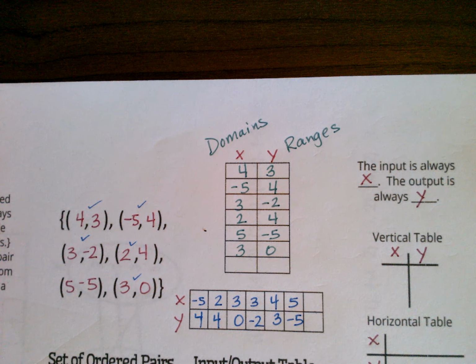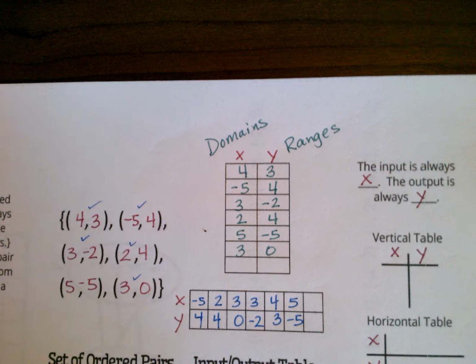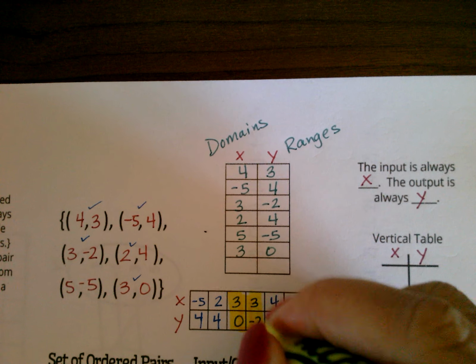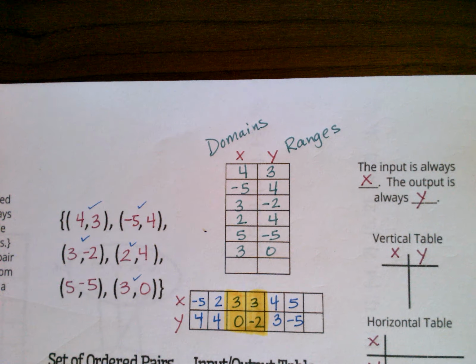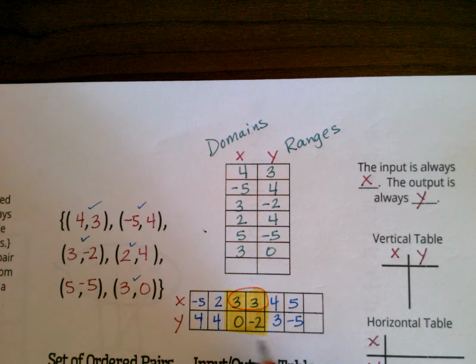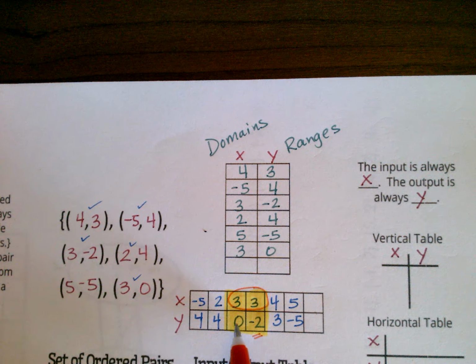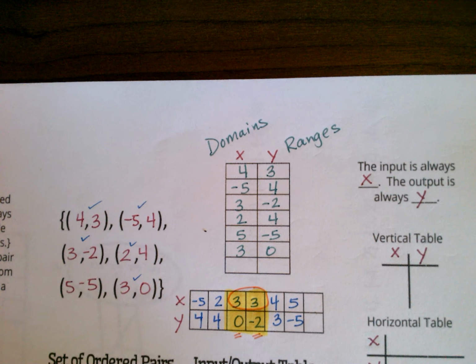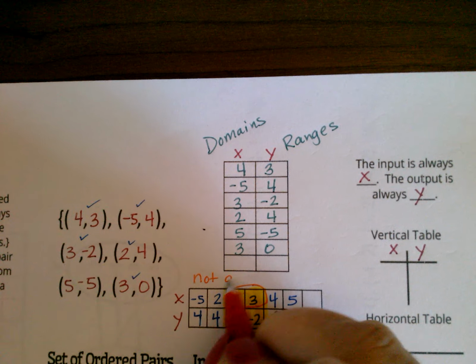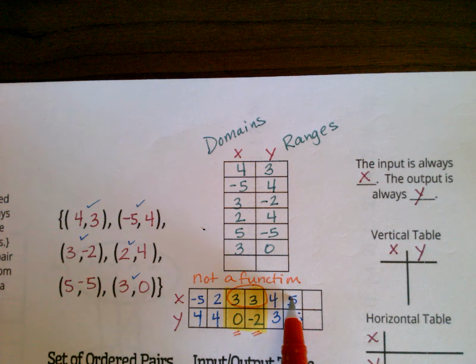Now we read in the definition of a function that exactly one domain is paired with exactly one range. When I look at this table, I am noticing my domains of x here, where there are 3, are paired with 2 different ranges. 3 goes with 0 and 3 goes with -2. So this is not a function. For it to be a function, every x would have to go with a different y.